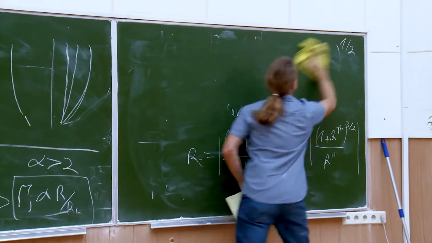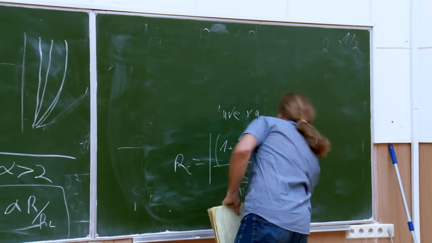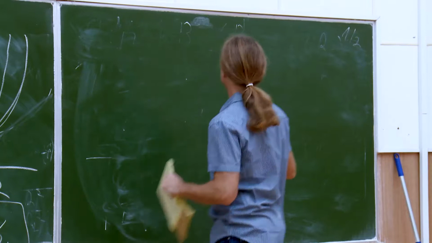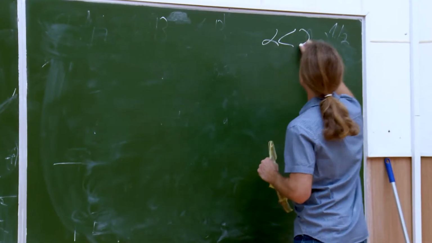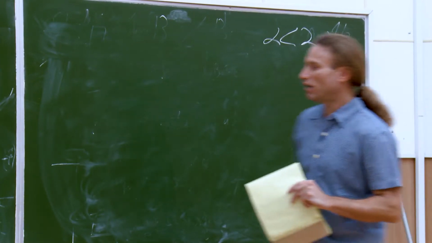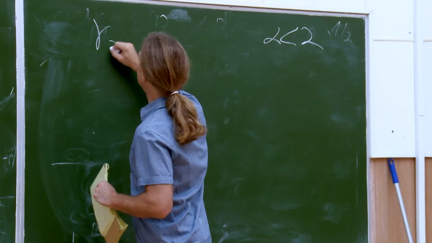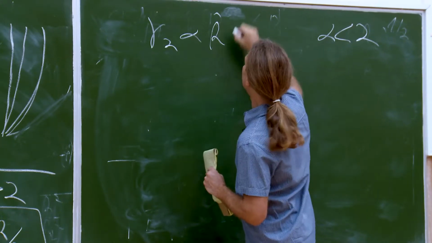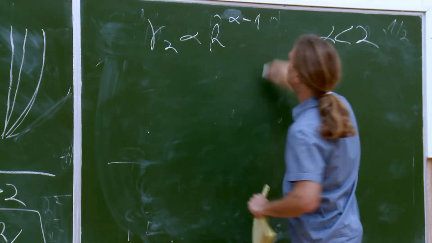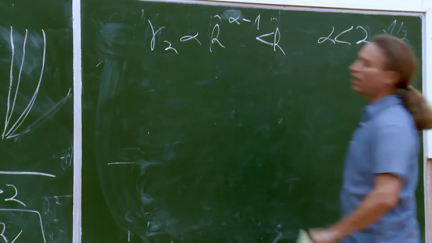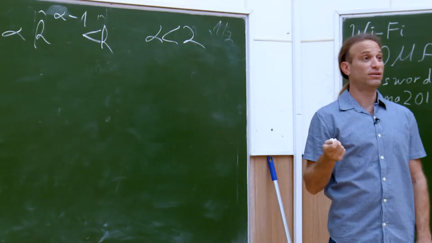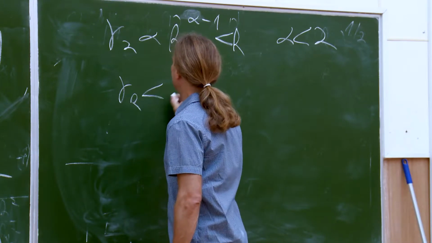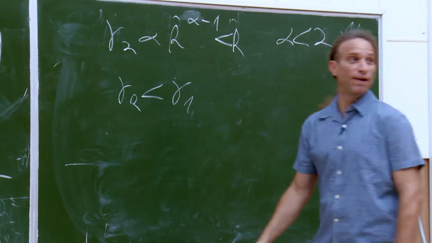In the opposite case, when alpha is smaller than 2, gamma 2, that is proportional to r to the power of alpha minus 1, is smaller than r. It's developing slower than r. So if it's developing slower than r, then gamma 2 will be smaller than gamma 1.